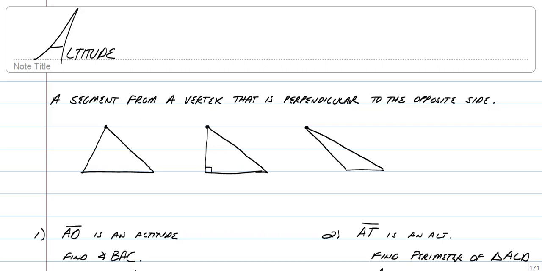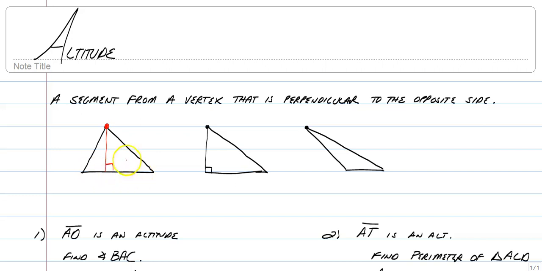This video is going to cover altitudes inside of a triangle. Well, maybe. Because an altitude is a special segment of a triangle that once in a while can be outside, and you'll see in a second why. So an altitude is a segment that starts at a vertex, and it is perpendicular to its opposite side.